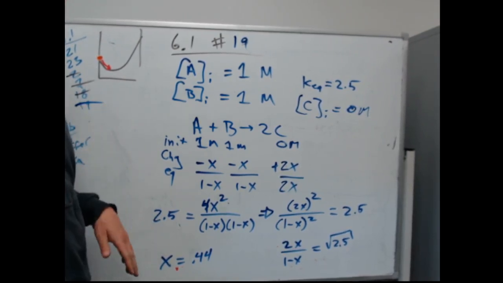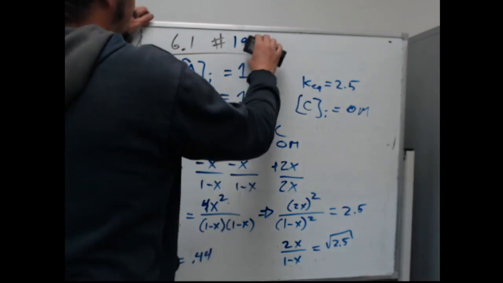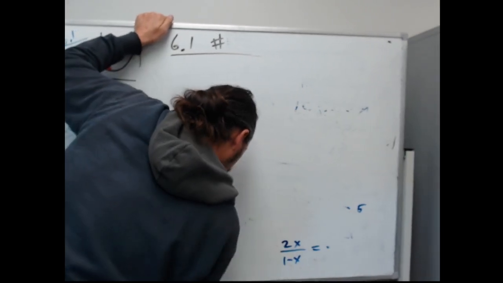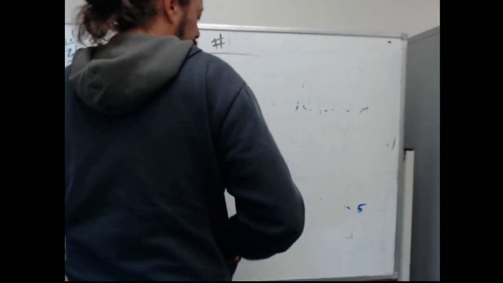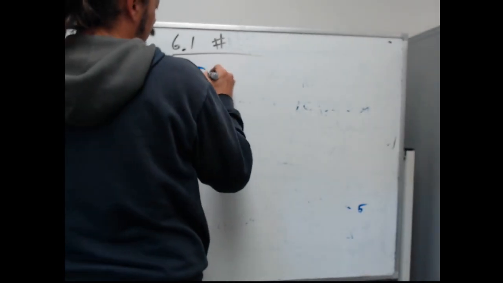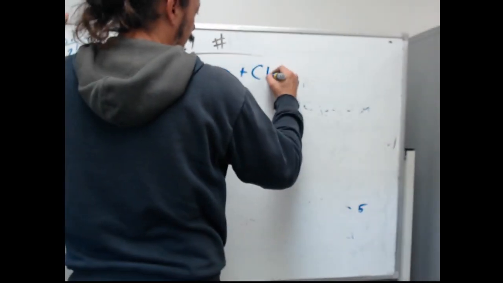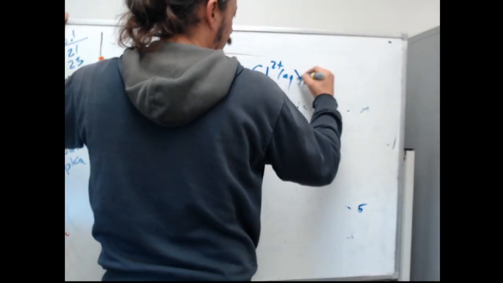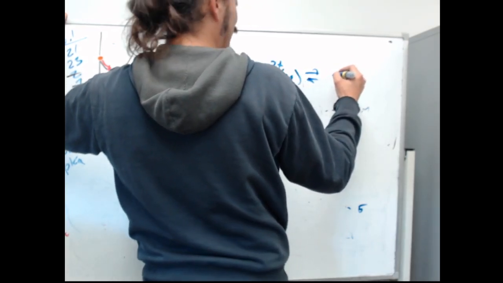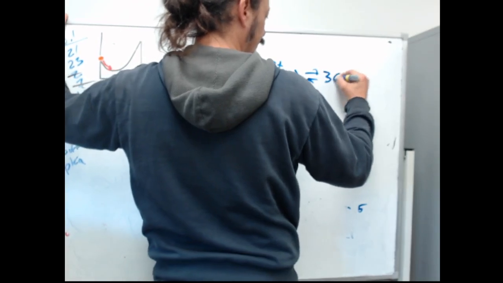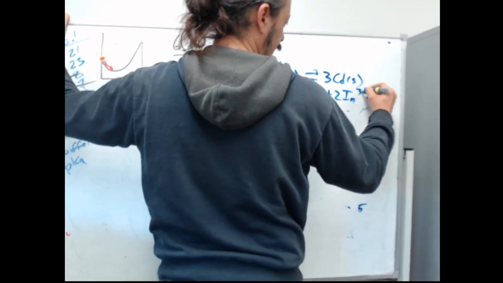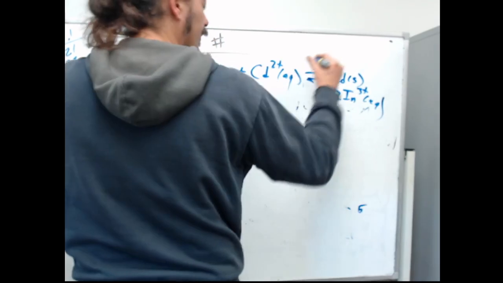Number 21. The question is, consider the reaction below: 2 indium solid plus 3 cadmium 2 plus aqueous goes to 3 cadmium solid plus 2 indium 3 plus aqueous. And then K is equal to 9.01 times 10 to the negative 4.